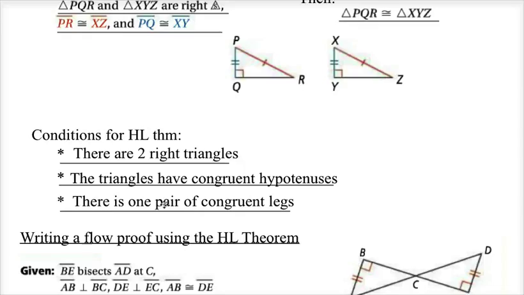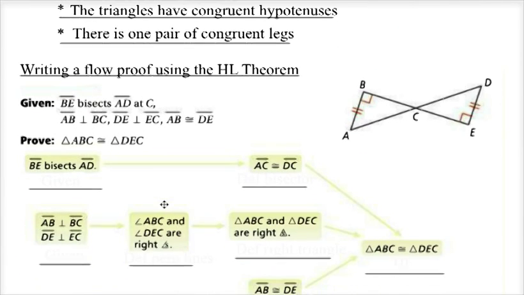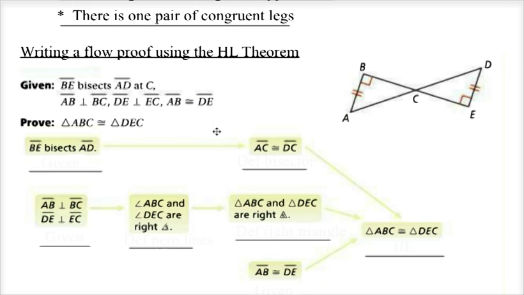Just so you can see how the hypotenuse leg theorem works in a flow proof. Okay, so given that BE bisects AD, so it's cutting AD in half, and AB is perpendicular to BC, DE is perpendicular to EC, and AB is congruent to DE. So I have my congruent legs, AB and DE marked, and I have my right angles marked because those were perpendicular. So let's look at the flow proof.